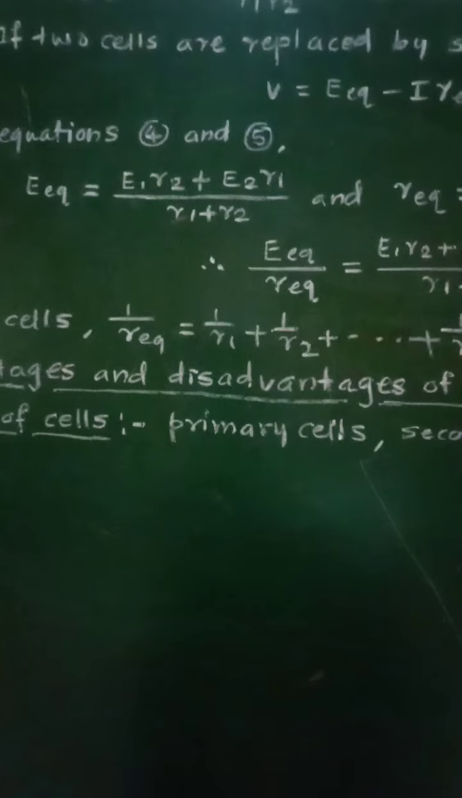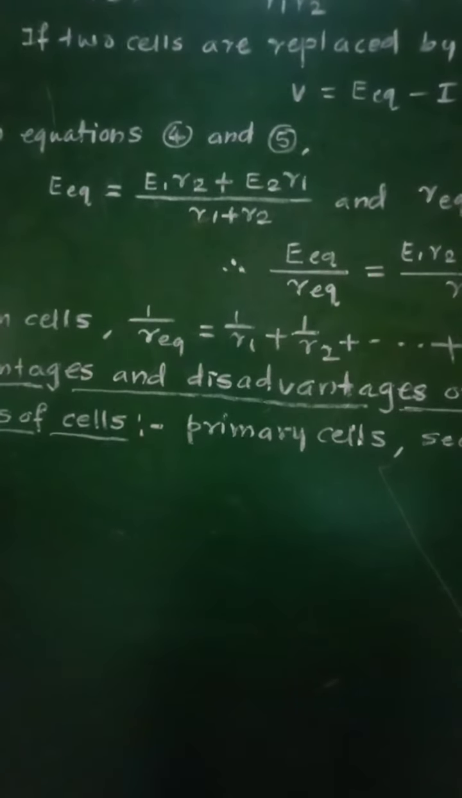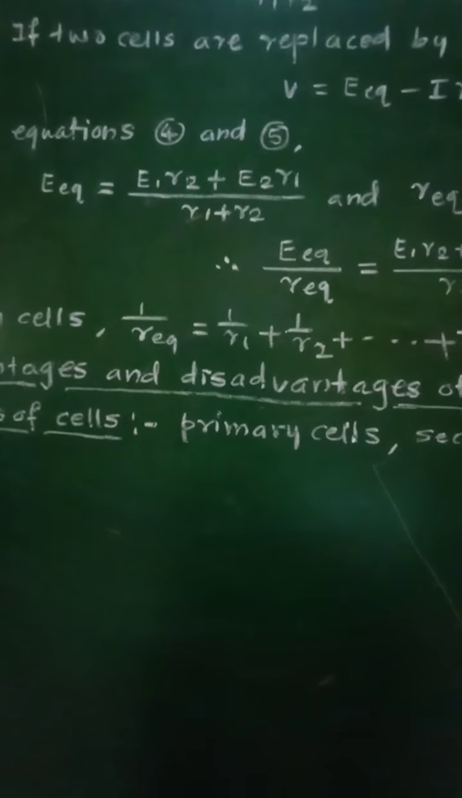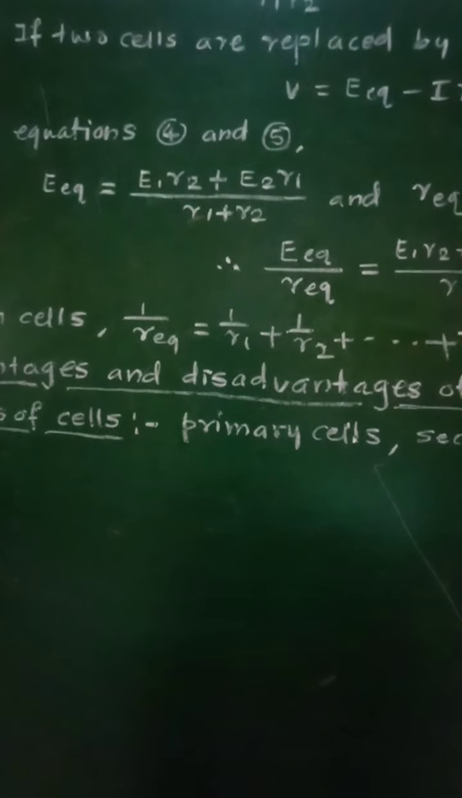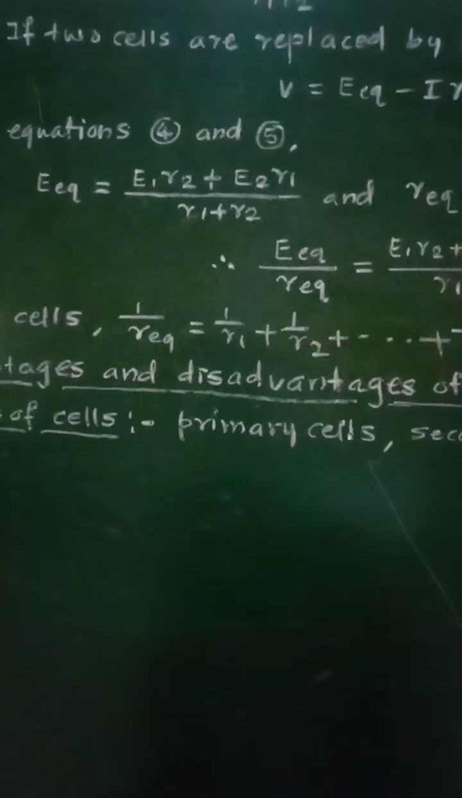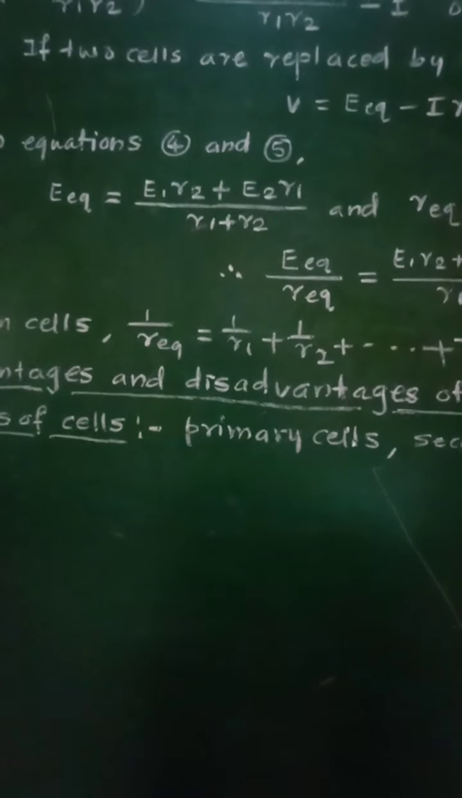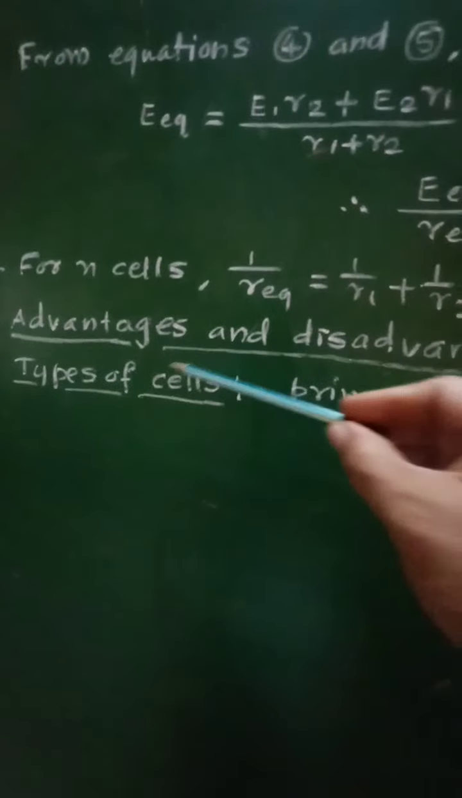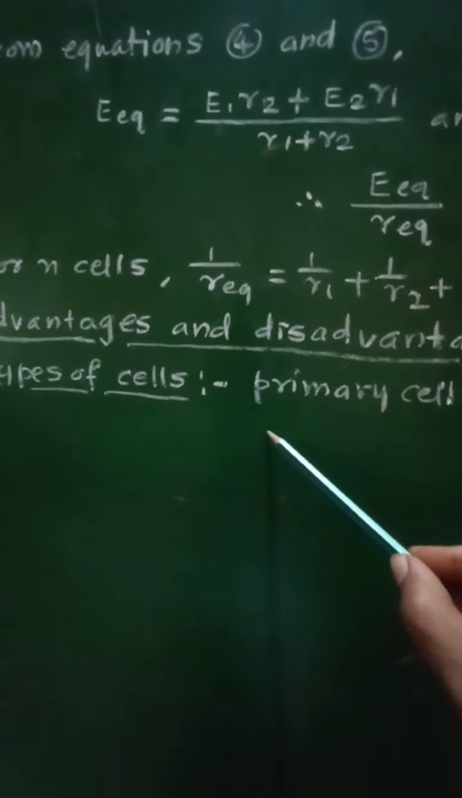In case of series combination, the voltage can be increased by connecting a number of cells in series, but in case of parallel combination, the voltage will not be increased in that circuit. So these are some of the advantages and disadvantages of series and parallel combination of the cells. And now let us see the next point. After these advantages and disadvantages, let us see types of cells.